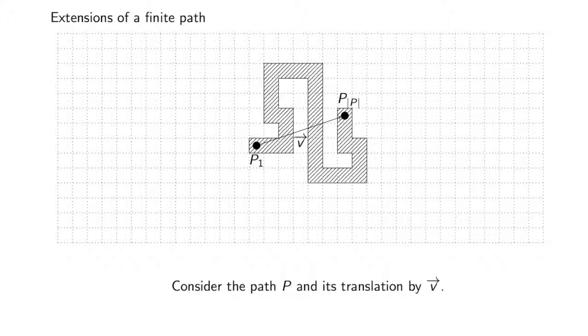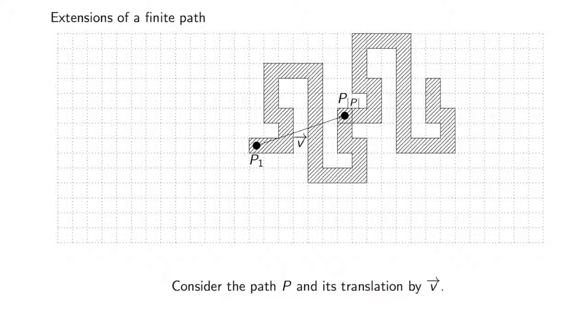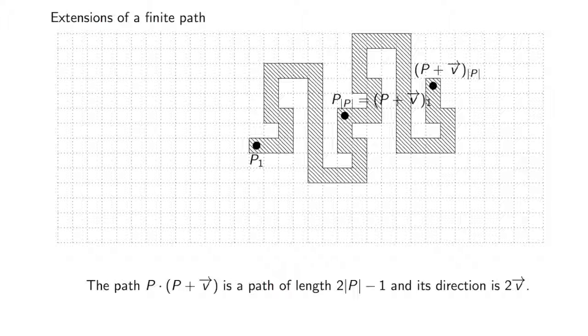Now we still consider the finite path P. We remind that V is the direction of P. We are interested in the translation of P by the vector V. Here is the translation of path P by the vector V. Remark that, by definition of vector V, the last position of P is the first position of the translation of P by V. Then it is possible to do the concatenation of P and its translation. Here is the result of this concatenation. We obtain a path of direction 2V.